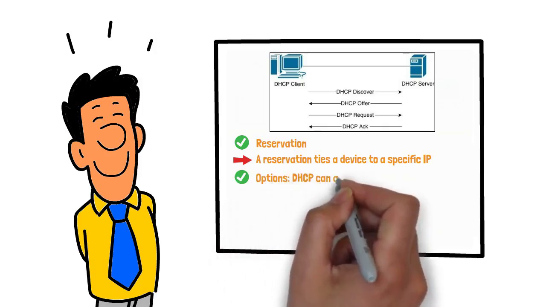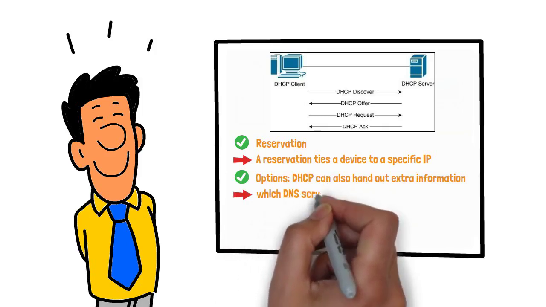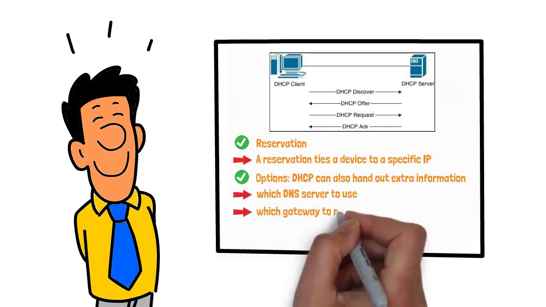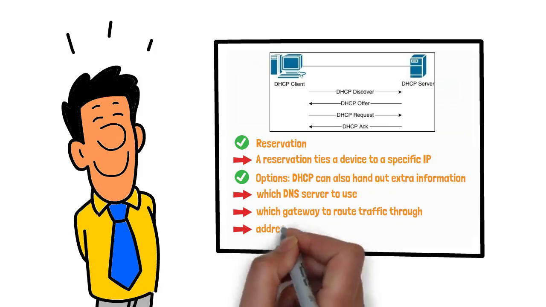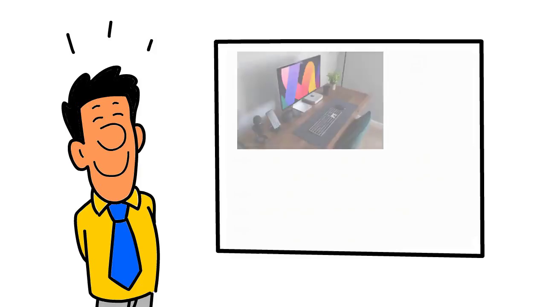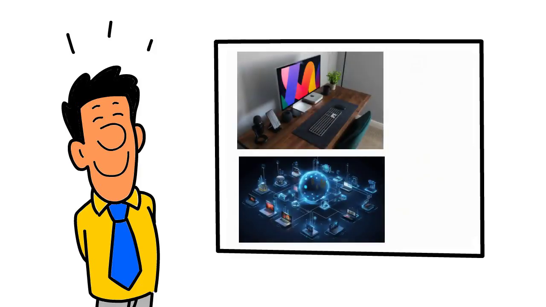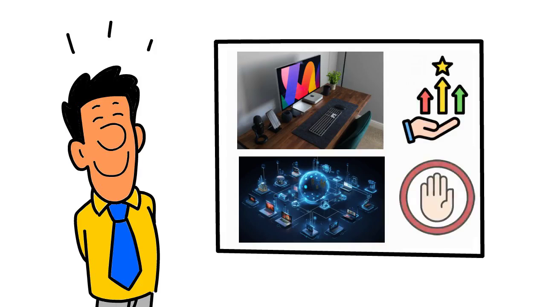Options. DHCP can also hand out extra information, such as which DNS server to use, which gateway to route traffic through, or even the address of a time server. Together, these features make DHCP flexible enough for both small home setups and massive enterprise networks. Now, let's step back and look at the bigger picture, the benefits and drawbacks of relying on DHCP.